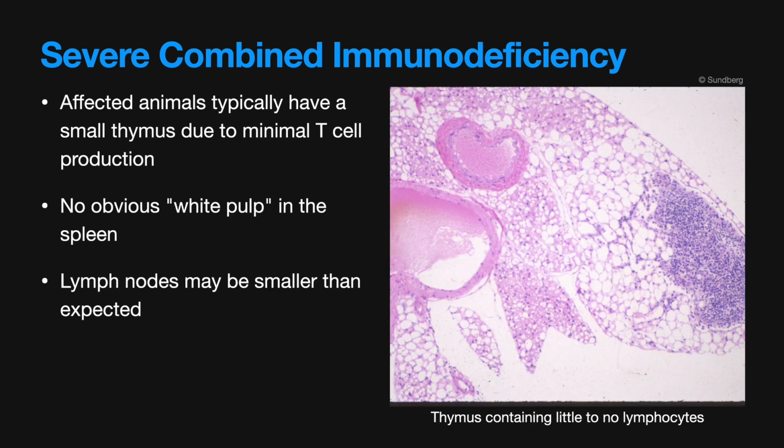Although this condition is best diagnosed using histology and genetic testing, there are a few gross lesions that may help you identify an affected animal. These animals typically have a small thymus, as there is minimal T cell production in this disease. The spleen may also have minimal white pulp, and the lymph nodes may also be smaller than expected, both due to low numbers of lymphocytes.